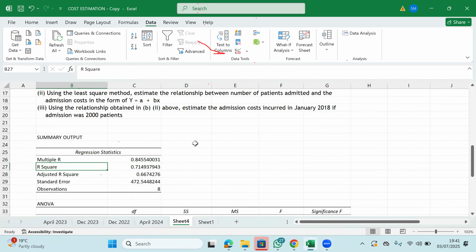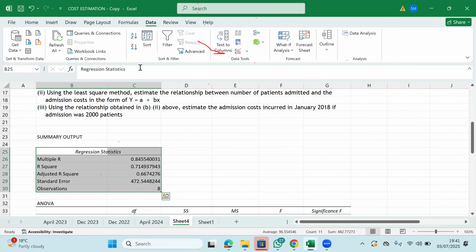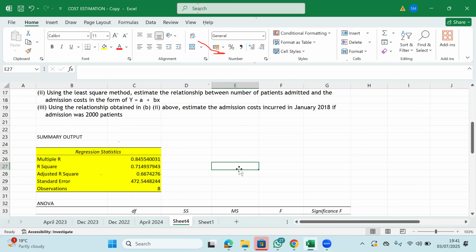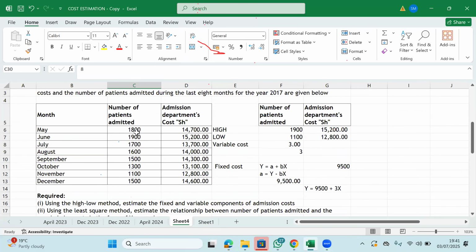So we can discuss the results. As part of your assignments, you discuss this result here. Discuss what multiple R is, what R square is, what adjusted R square is. In fact, all those variables. The only one that I can talk about is the observations. So basically, observations is this.